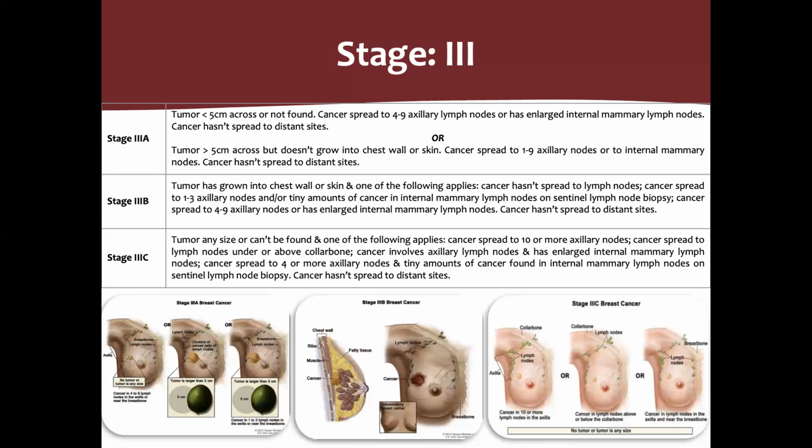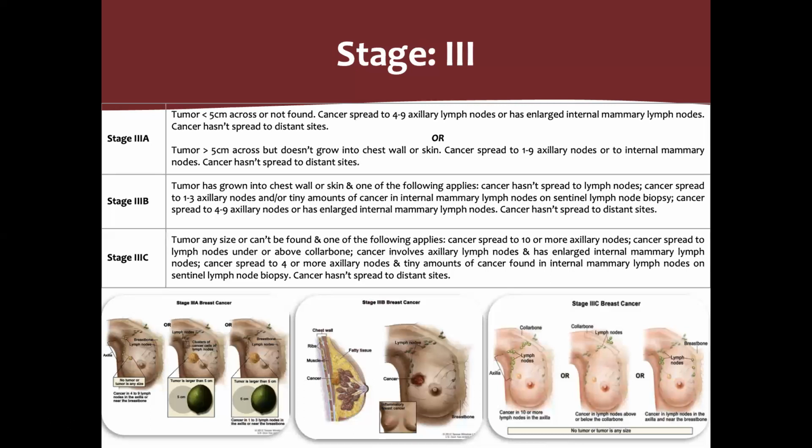In stage 3C, the tumor is any size or can't be found, and again, one of the following applies. The cancer has spread to 10 or more axillary nodes. The cancer has spread to lymph nodes under or above the collarbone. The cancer involves axillary lymph nodes and has enlarged internal mammary lymph nodes. The cancer has spread to 4 or more axillary nodes, and tiny amounts of cancer are found in the internal mammary lymph nodes on the sentinel lymph node biopsy. In all of these scenarios, the cancer has not spread to distant sites.